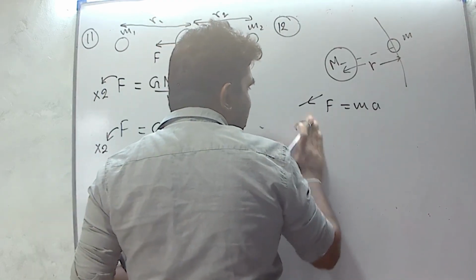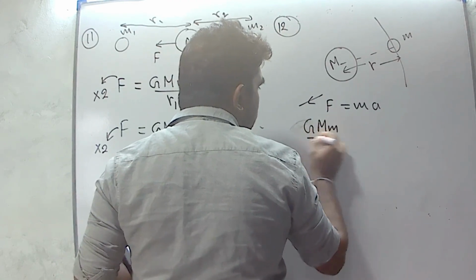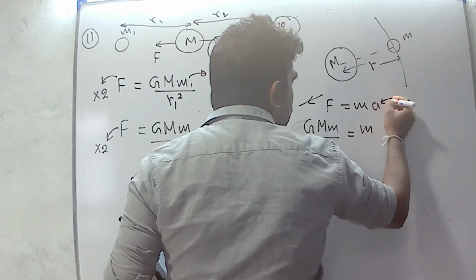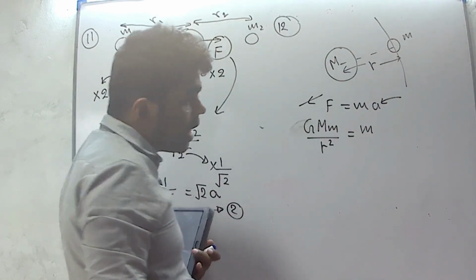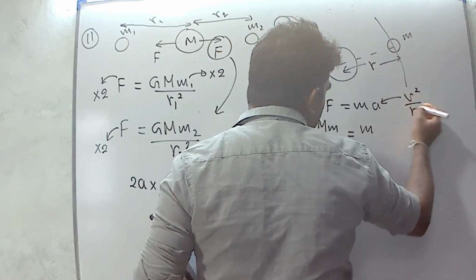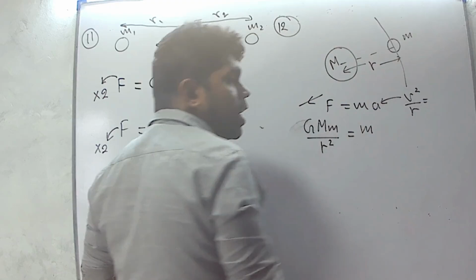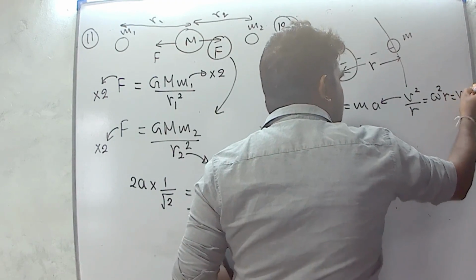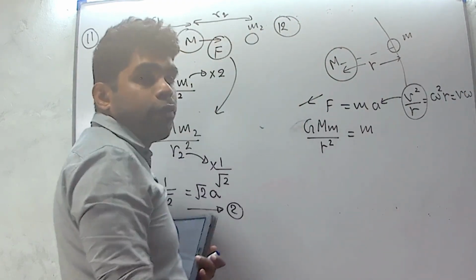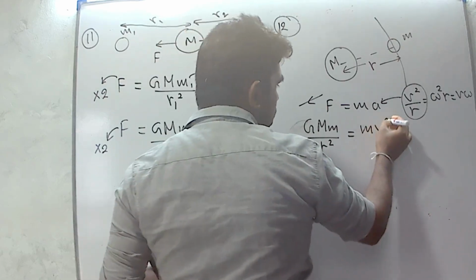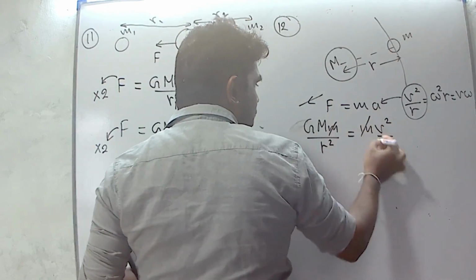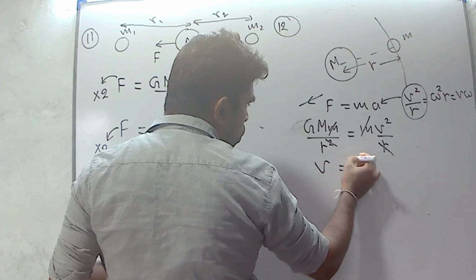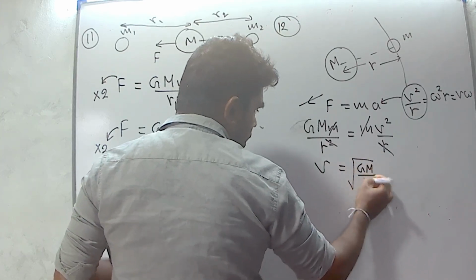Therefore, we can substitute the force as G M m over R squared equals m times the centripetal acceleration. There are three relationships for centripetal acceleration: V squared over R, omega squared R, and V omega. Now we have to consider velocity. Therefore, we can substitute V squared over R. Now we can cancel out the m term and one R term. Then we get V equals root of GM over R.